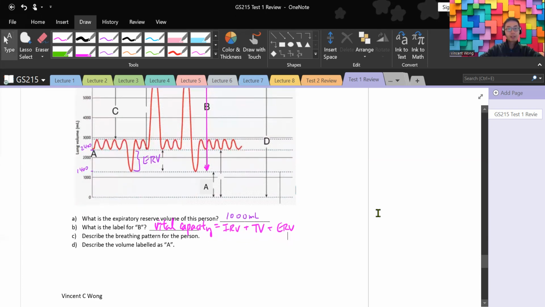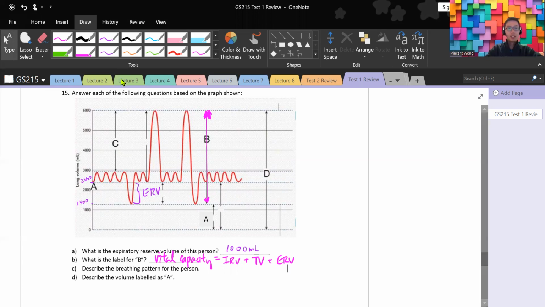Describe the breathing pattern of this person. I'm just going to verbally tell you. The person is inhaling and exhaling regularly, and then there is maximal exhalation. The person breathes out as much as they can before breathing in again. And then normal breathing, and then maximal inhalation. This part here, that's the inspiratory reserve volume, right? And then returning to normal, and then inhale maximally again. And then from the highest point, they would breathe out all the air that they could, and then go back to normal breathing.